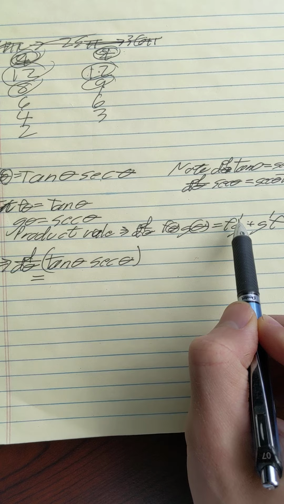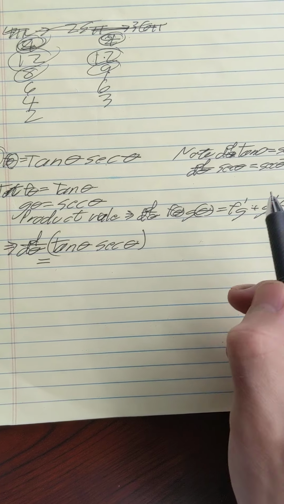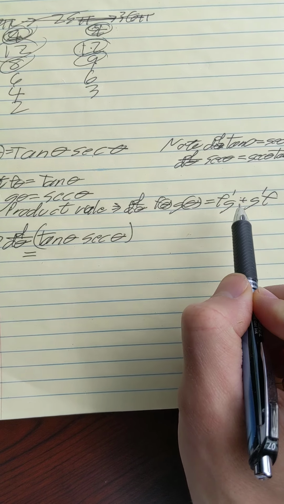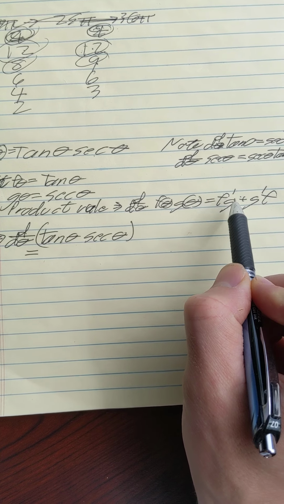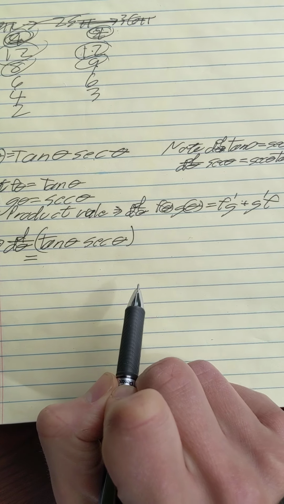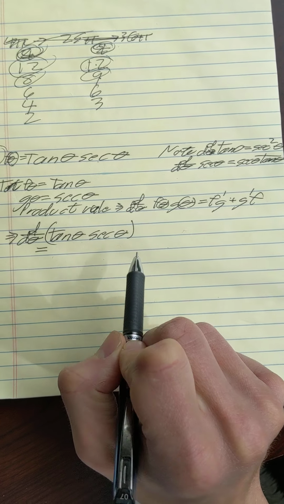Now I know in the book they do this backwards, but it doesn't matter. I like this way because it allows you, so this is the product rule. The quotient rule is just a minus right there, right?